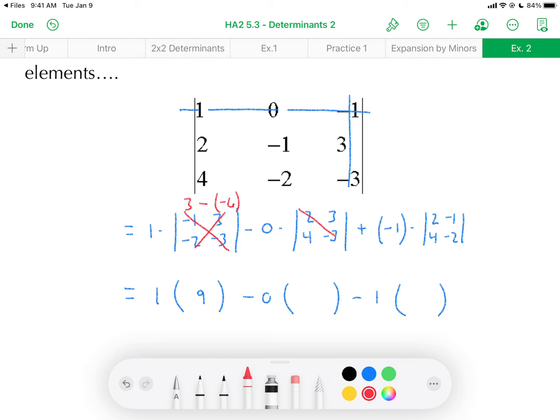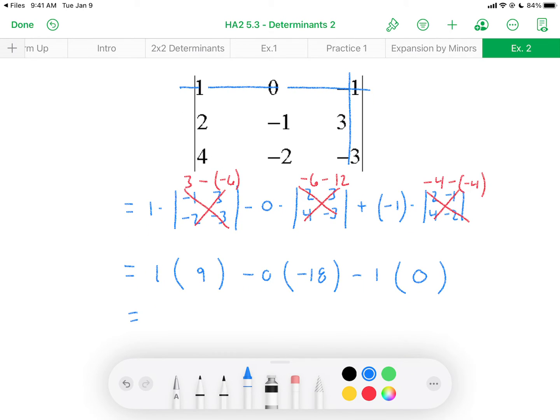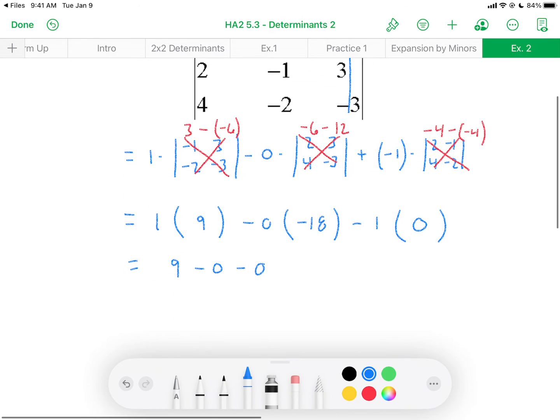To get the next one, I'm doing -6 subtracted by 12. That's -18. And then to get the last one, -4 subtracted by -4. That gives me 0. Oh, that one works out so nicely. 1 times 9 is 9. 0 times -18 would be 0. So this is -0. And then minus another 0. Determinant is 9.